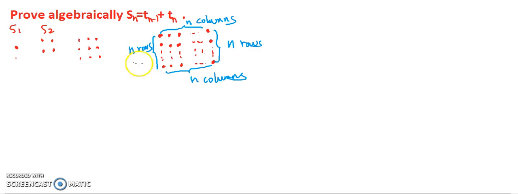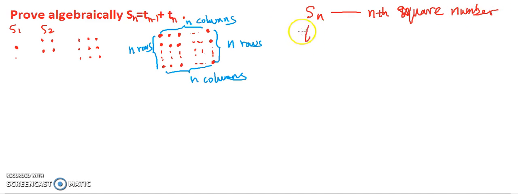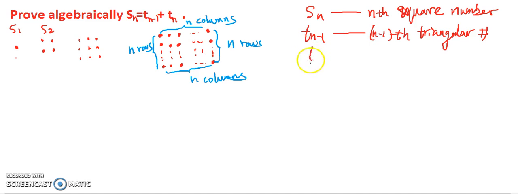Now we're going to prove the nth triangular number. So Sn here means the nth square number is equal to Tn minus 1, that is our n minus 1th triangular number, plus Tn, that's the nth triangular number.